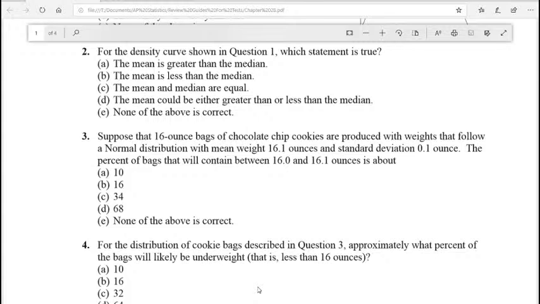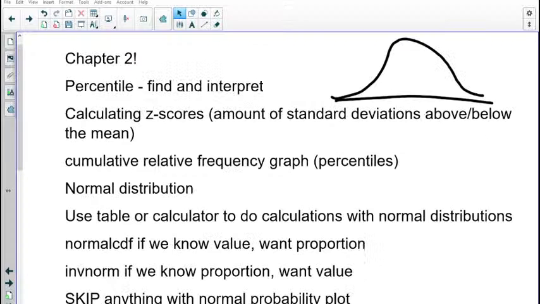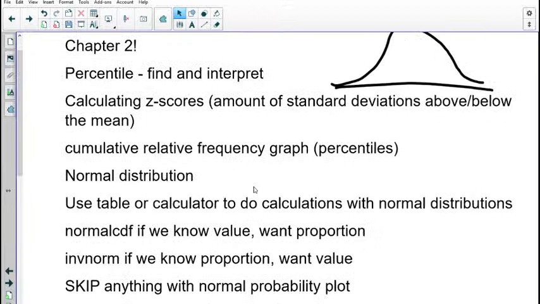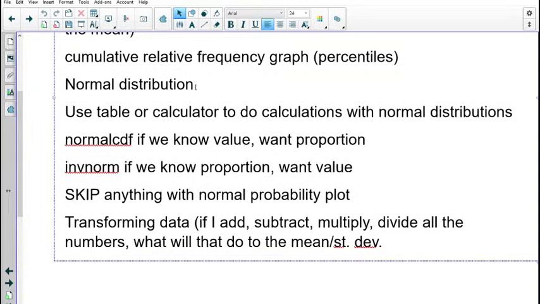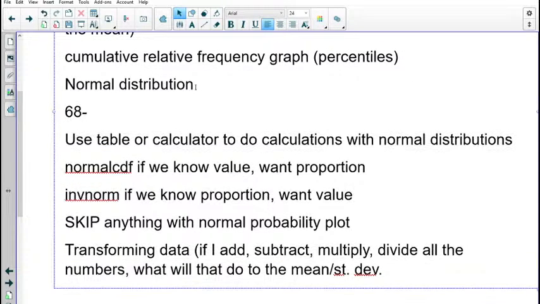Number 3. Oh, one more thing I forgot. And this is what this one uses. Where is it? The 68, 95, 99.7 rule. We can use this to do some of these problems quickly, because that tells me 68% of the data is within 1 standard deviation, 95% of the data is within 2 standard deviations.